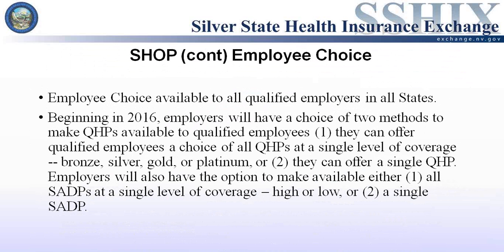Employee choice is now going to be available to all qualified employers in all states. So for next year, employers can have a choice of 2 different methods for their qualified health plan. They can offer qualified employees a choice of all QHPs at a single level of coverage, or they can offer a single QHP. Employers also have the option to make available all SADPs at a single level of coverage, high or low, or a single SADP. And again, this is a nice change. For SHOP, it gives the employees a little bit more choice, hence the term employee choice.